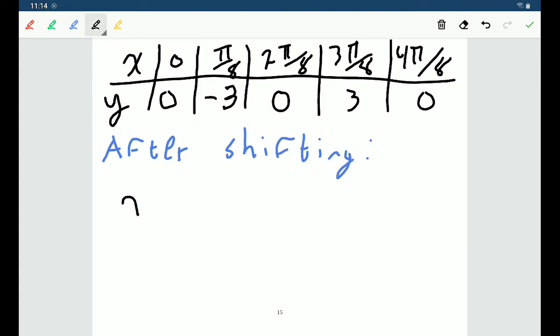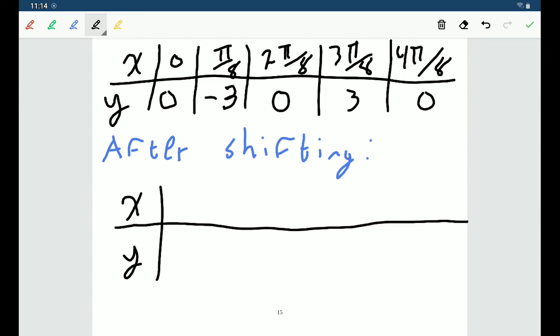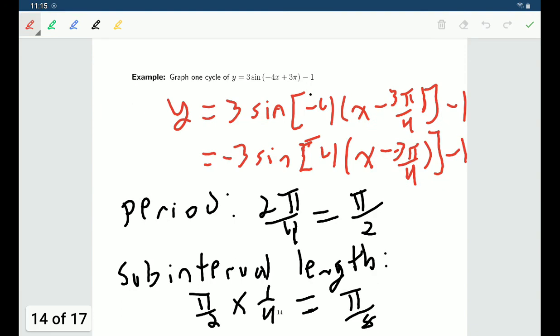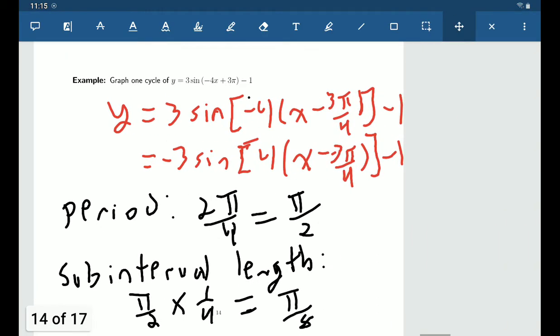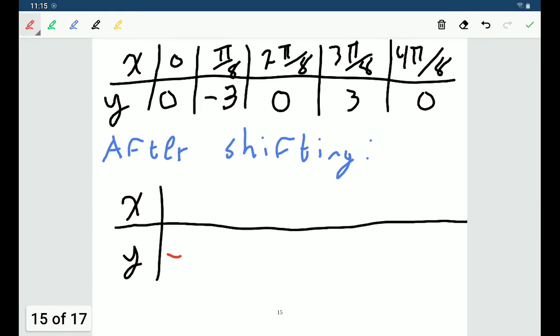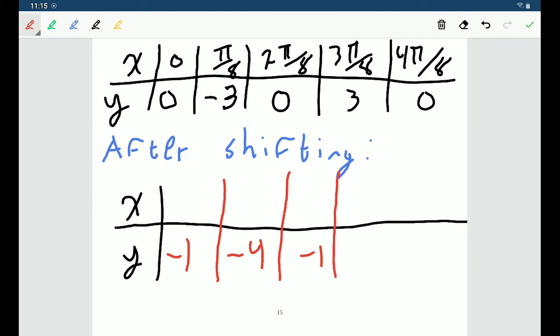So now, after the shifts, we've got shifts that are happening to the x values as well as to the y values. So for the y value shift, we have a shift that is going to be downward by 1. We're going to be subtracting 1 from all of our y coordinates. So let's do that now. We'll take all of our y coordinates and subtract 1 from them. 0 minus 1, negative 3 minus 1, 0 minus 1, 3 minus 1, 0 minus 1. So I've got my y values taken care of.